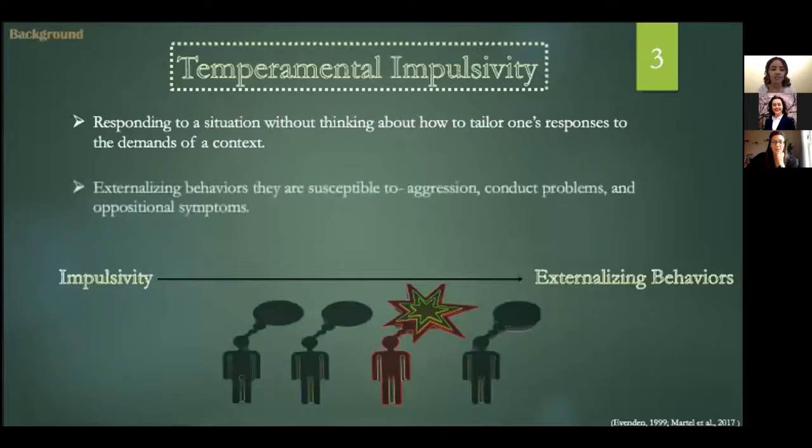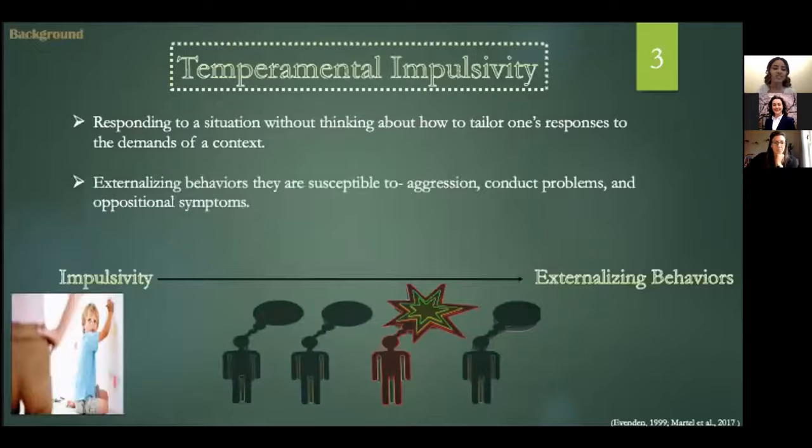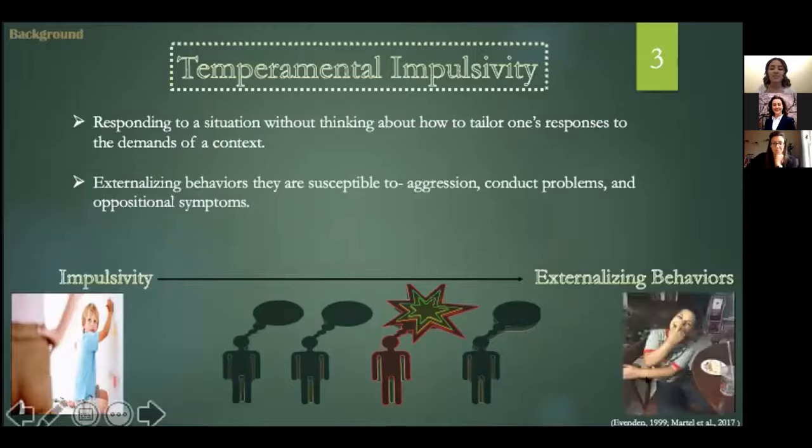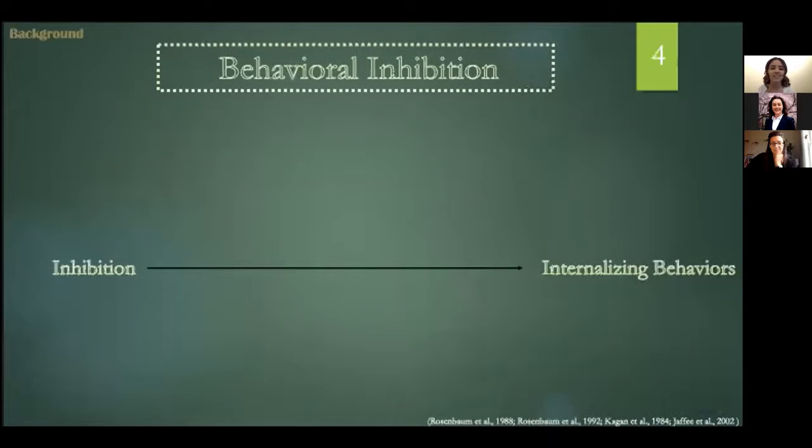These are just a few examples here, pictures of how an impulsive child may look. And this is a picture of my brother, and he's one of the main reasons why I wanted to study impulsivity. The second temperament we looked at was behavioral inhibition.